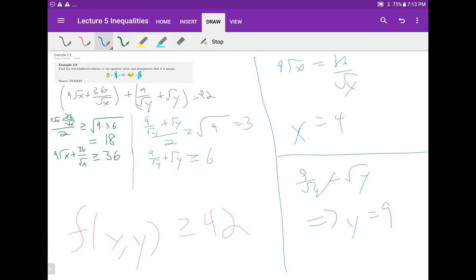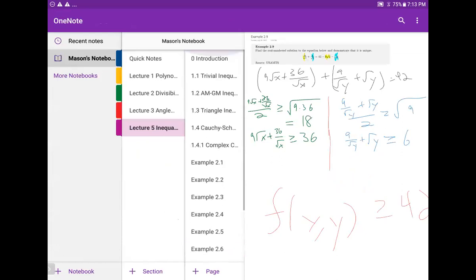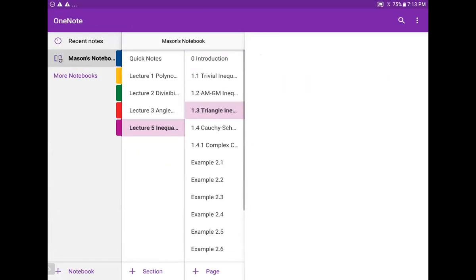All right, it's 7:13, so I don't think we'll be going over the hard problem. We'll end it here today. So just a quick recap. We learned the four inequalities: the trivial inequality, the AMGM, the triangle, and the Cauchy-Schwarz.